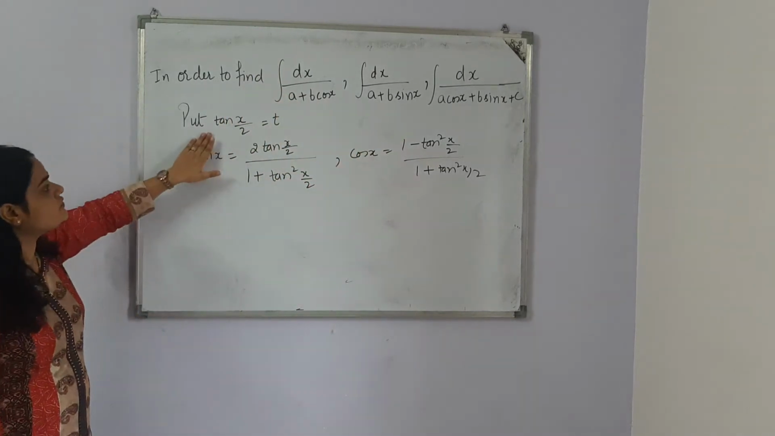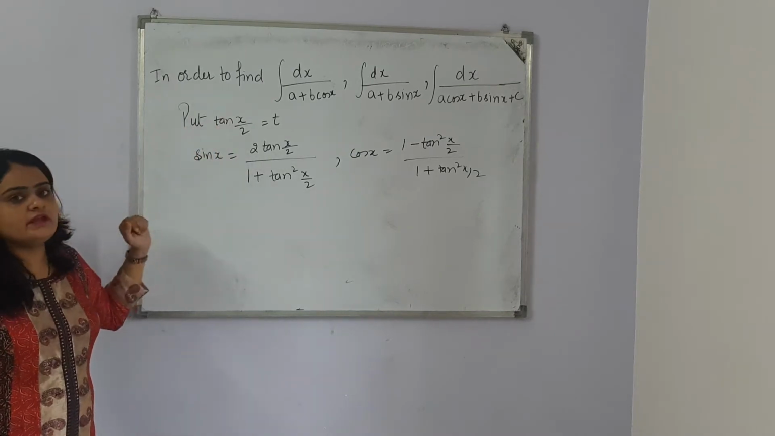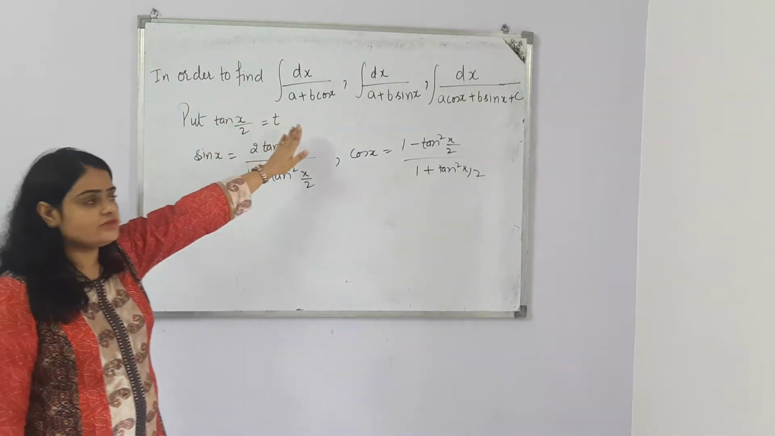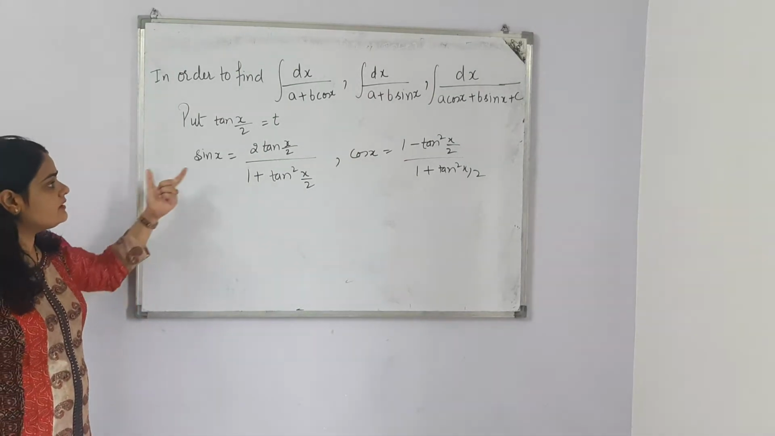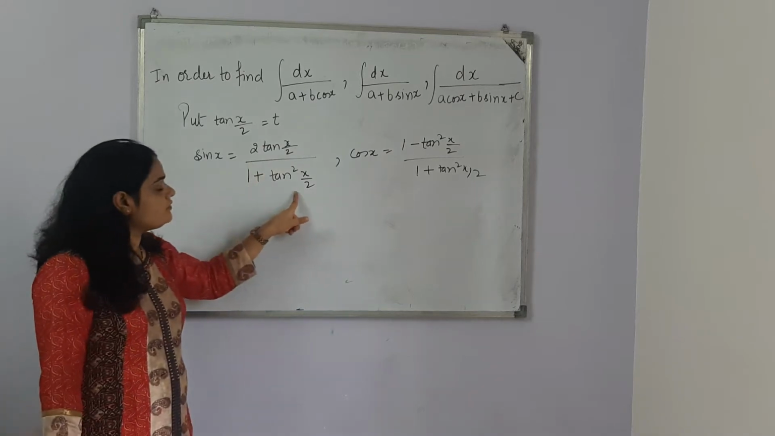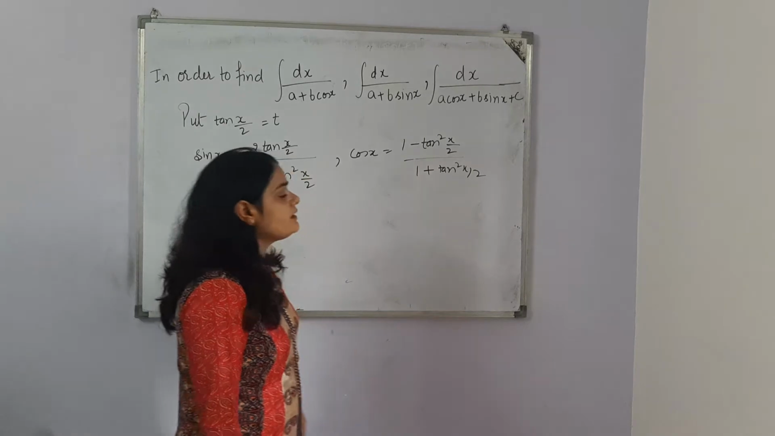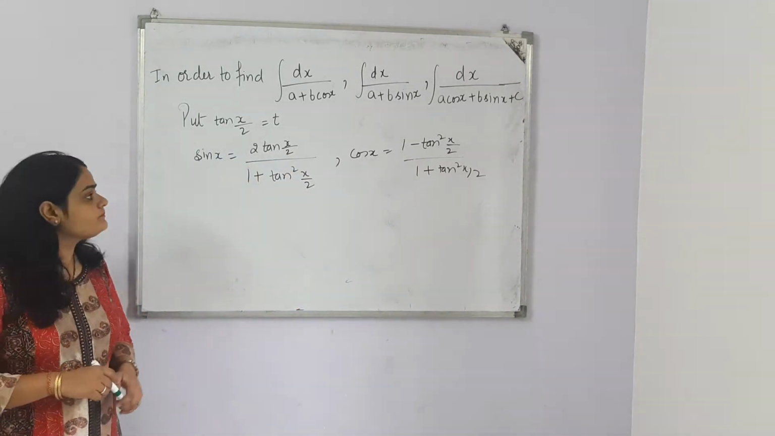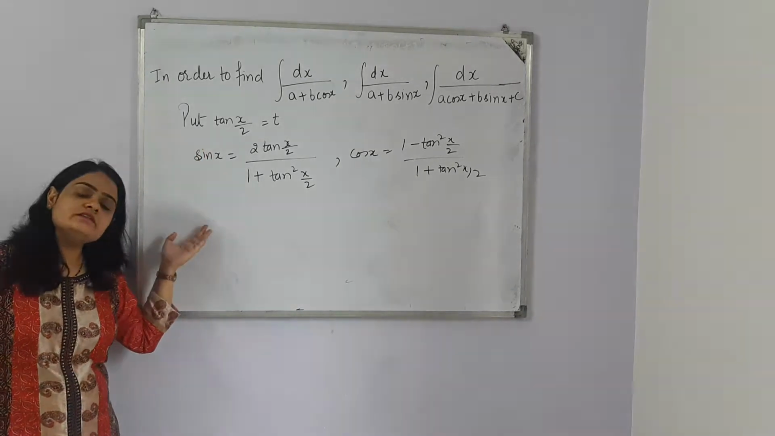In this case we need to substitute tan x by 2 is equals to t. Why? Here there is no tan. The question is not in tan, it is in the form of sin and cos. Then why are we substituting tan x by 2 is equals to t? Because we know the formula, sin x is equals to 2 tan x by 2 upon 1 plus tan square x by 2, and cos x is equals to 1 minus tan square x by 2 upon 1 plus tan square x by 2. We'll apply the formula, then the function will be changed in tan, then we can do the substitution.